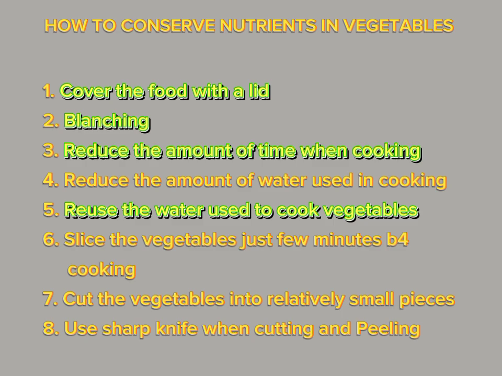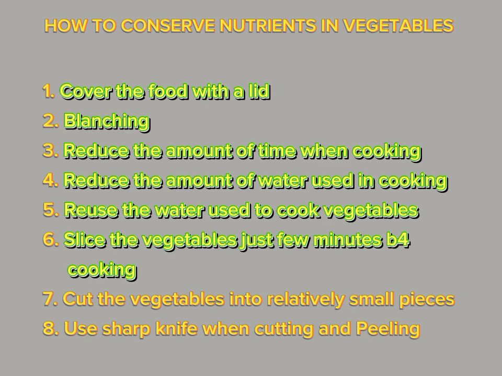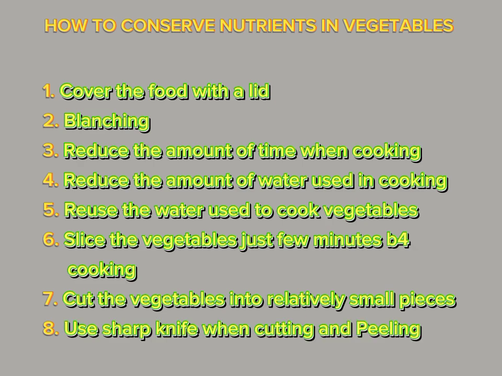Something else that I want you to remember is that when you are shredding or cutting kales or spinach into small pieces, make sure that you wash the vegetables before cutting them, because when you cut them and wash, most of the nutrients will be lost. Slice the vegetables when you are about to cook. This reduces the amount of time the vegetable will be exposed to air and heat. Cut vegetables into relatively large pieces. This reduces the surface area of the vegetable exposed to the heat.